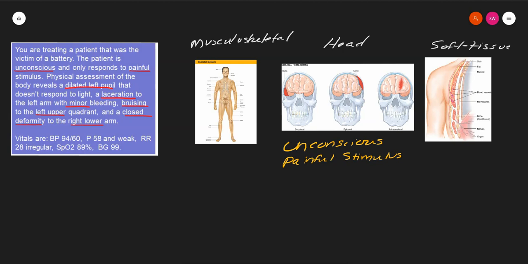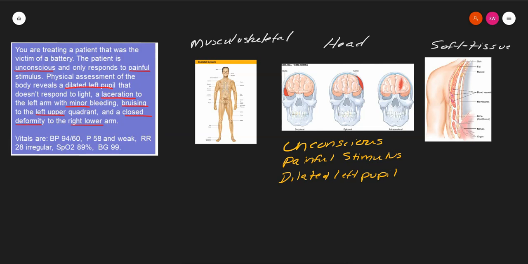Go down here, a dilated left pupil. Again, dilated left pupil tells me that it's probably going to be something having to do with the brain itself, especially because it's unilateral. If both pupils are dilated, it could be something more profound, but in this case, since it's just a single pupil, I think it's going to be more related to a head injury. So let's see, dilated left pupil.